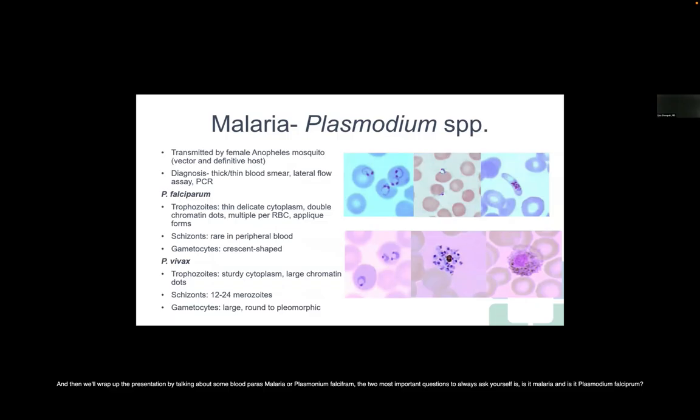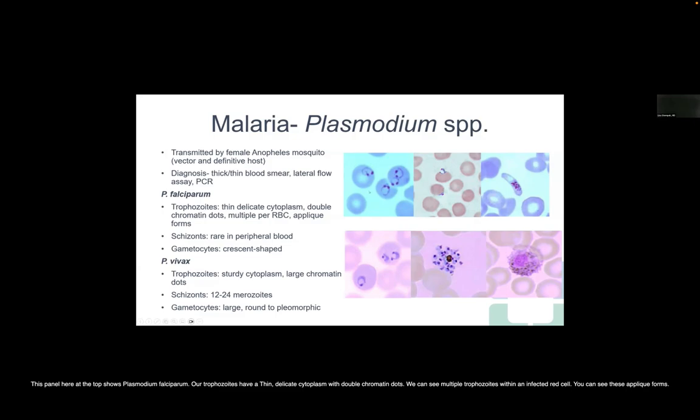So malaria, or Plasmodium falciparum. The 2 most important questions to always ask yourself is: is it malaria, and is it Plasmodium falciparum? Malaria is going to be transmitted by the female Anopheles mosquito, which is both the vector as well as the definitive host. Remember that your gold standard for diagnosis is a thick and thin smear, although lateral flow assays and PCR do exist. This panel here at the top shows Plasmodium falciparum.